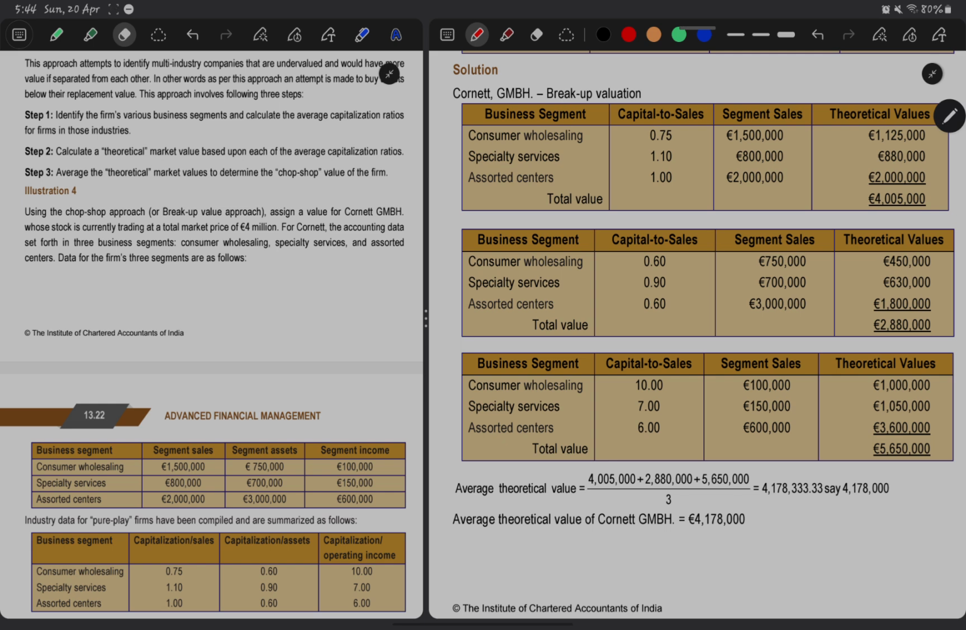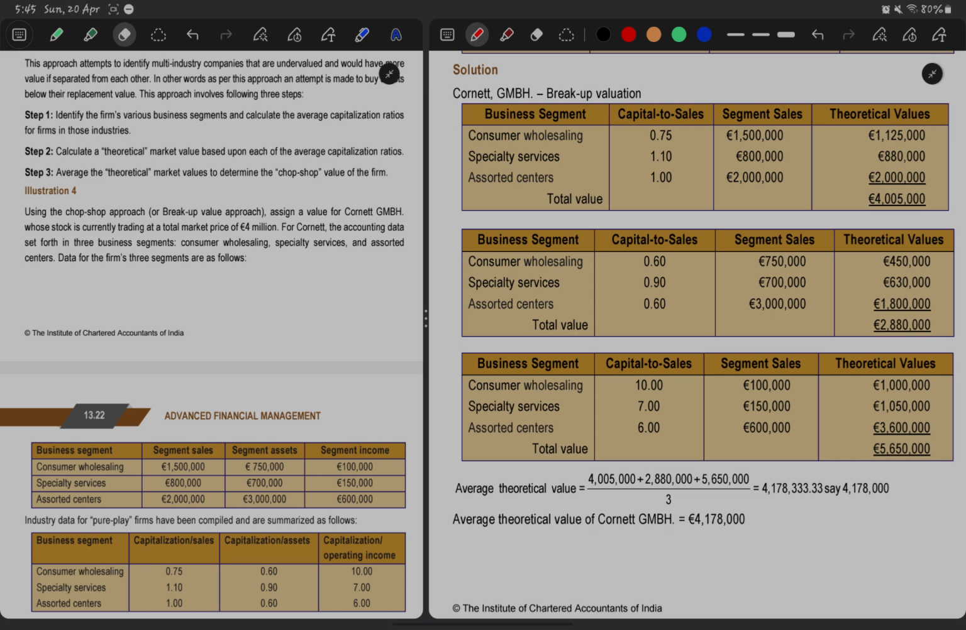Pure play firms are those firms which are specialists in the industry where our diversified business has a segment. In our case there are three segments: consumer wholesaling, specialty services, and assorted services. So pure play firms will be a company specialized only in consumer wholesaling, or only in specialty services, or only in assorted centers, and the data of that is given. Now why is this relevant, and why are we using these pure play multiples?